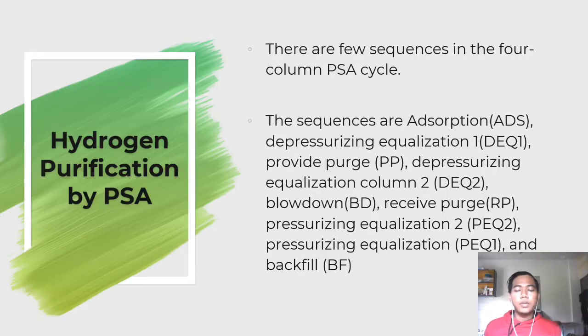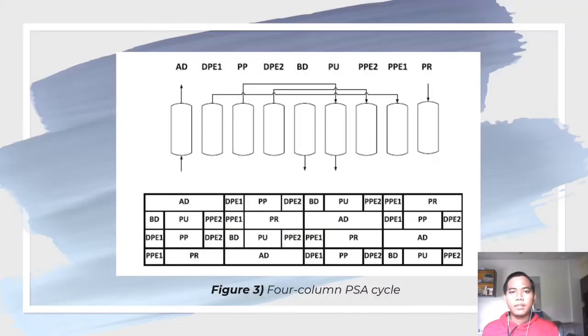Now with the adsorbent of activated carbon plus 13X zeolite and the isotherm of the Langmuir-Freundlich model, we're here to continue with hydrogen purification by PSA, or pressure swing adsorption. In pressure swing adsorption, there are a few sequences involved, which is shown here. For our project, we chose to use a 4-column PSA cycle.